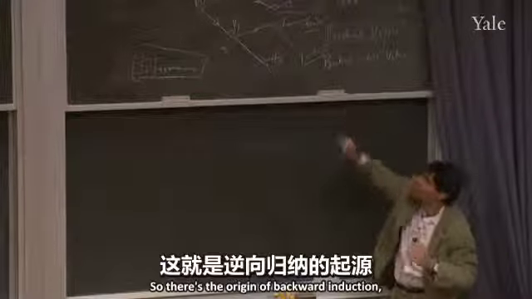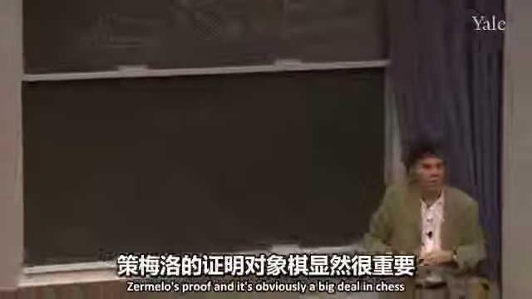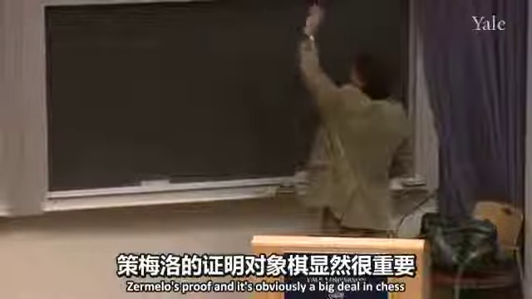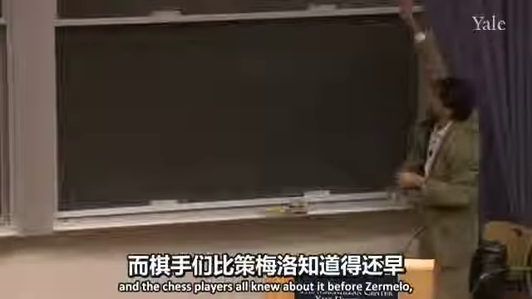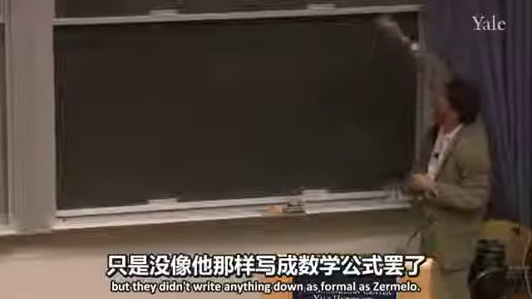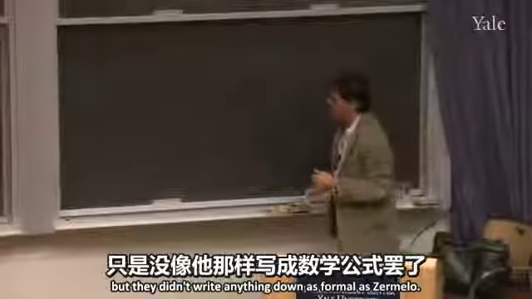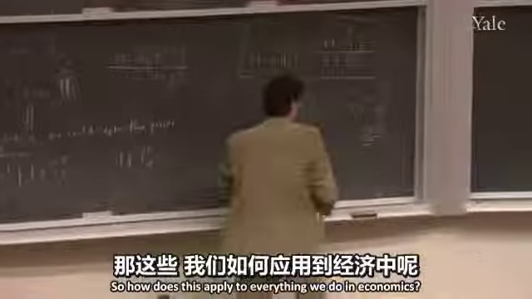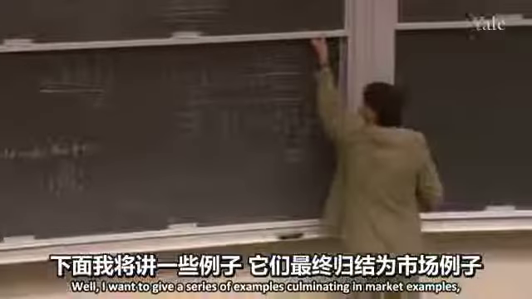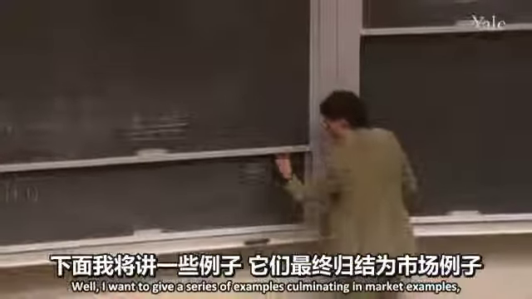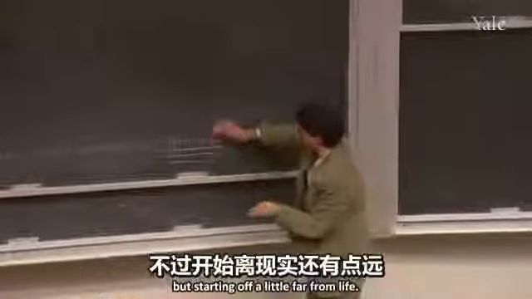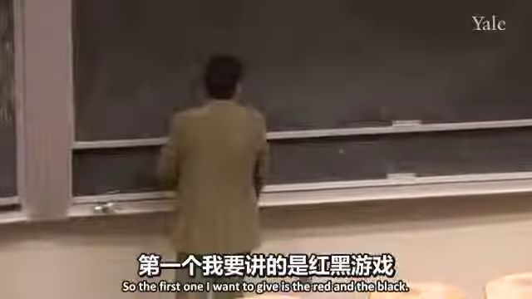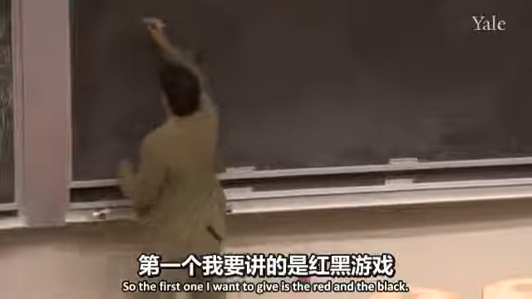So there's the origin of backward induction, or Zermelo's proof, and it's obviously a big deal in chess, and the chess players all knew about it before Zermelo, but they didn't write anything down as formal as Zermelo. So how does this apply to everything we do in economics? Well, I want to give a series of examples culminating in market examples, but starting off a little far from life. So the first one I want to give is the red and the black.